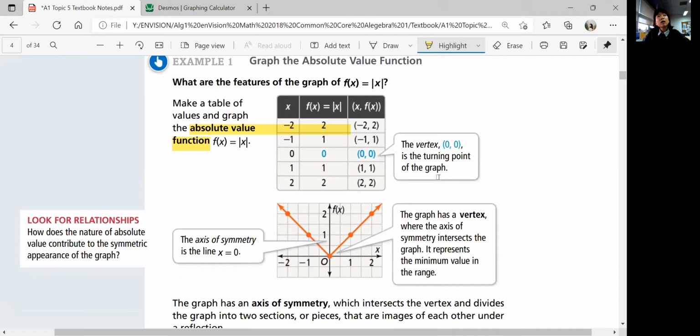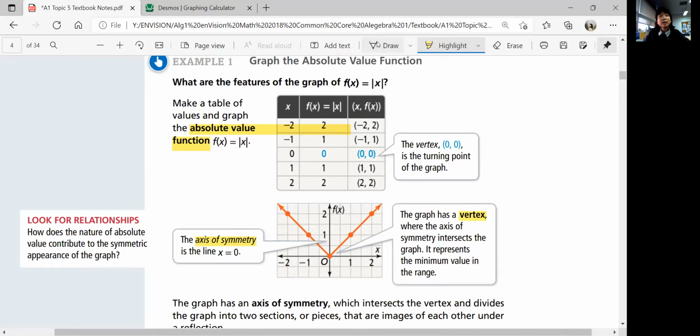And there's another vocabulary word, axis of symmetry. Axis of symmetry is the line x is equal to 0. Axis of symmetry has the vertex. And when you fold the graph in half using the axis of symmetry, your graph must lie exactly onto itself.